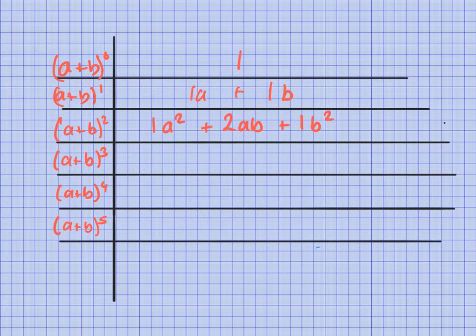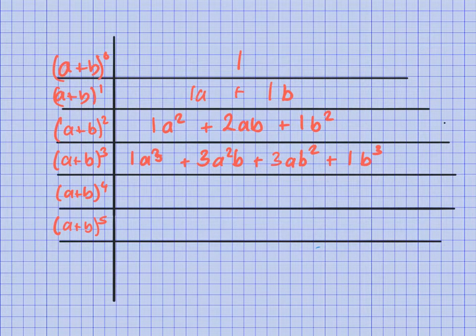So down to the next level, I've got a plus b cubed, and to do that I would need to take a plus b squared and times it through by a plus b. If I do that, I get 1a cubed plus 3a squared b plus 3ab squared plus 1b cubed. Now you should go and check that result for yourself.